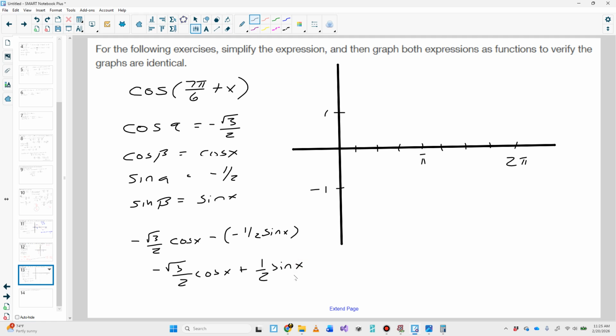So we go ahead and do this. So if I were to put in 0, this is just going to be the value of cosine 7 pi over 6, which is negative square root of 3 over 2. I can put that into a calculator.